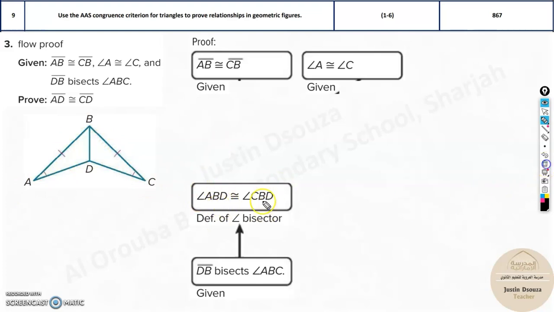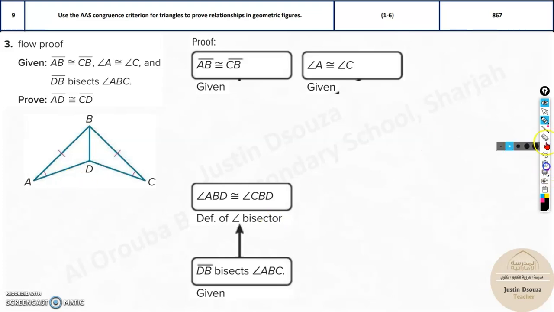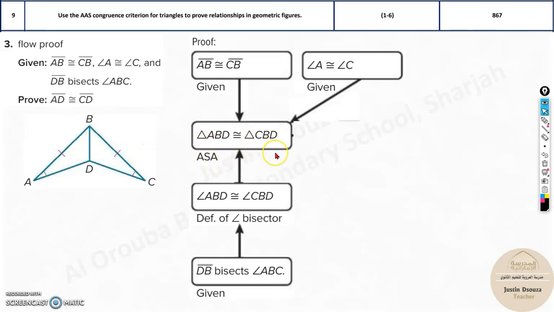Why do we get this? Because that is the definition of the bisector. A bisector over here means a line that cuts this angle into two equal parts. If this angle was 60, it will cut it into 30 and 30 equally. Okay, that is about the angle bisector. Now we have angle, side, and this angle over here. So we can easily tell because of the ASA postulate, it is congruent. So this is how we can easily solve it.